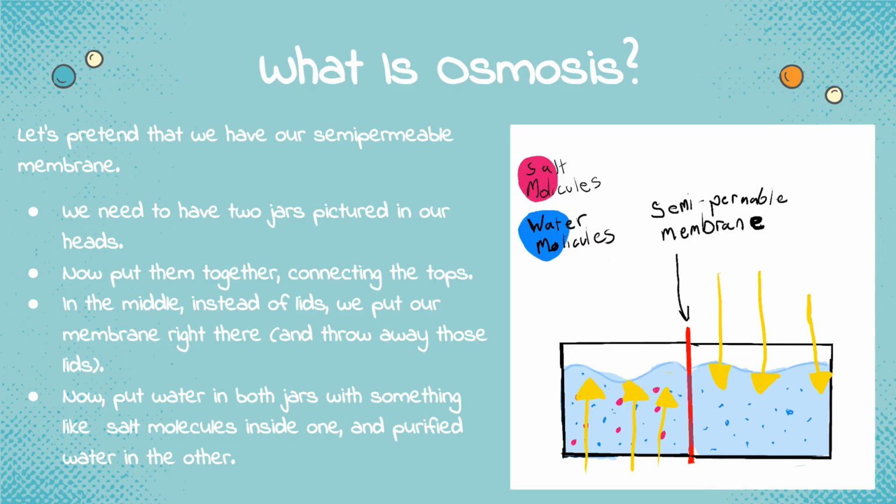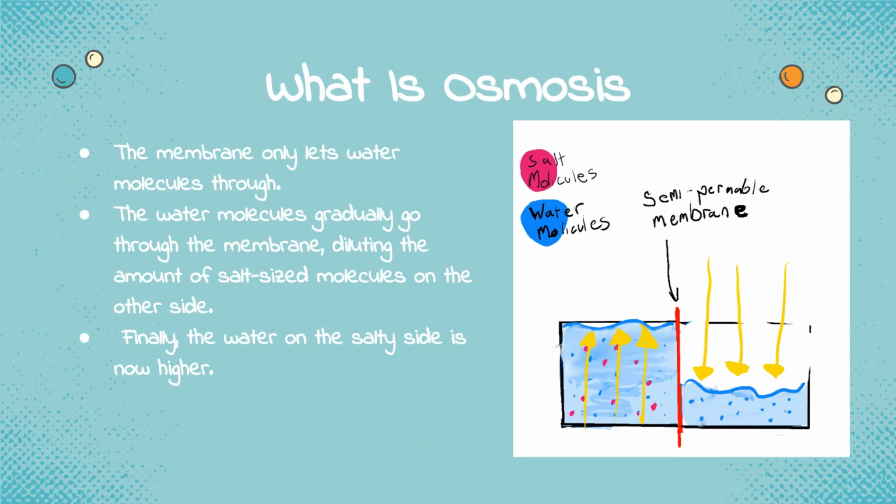What is osmosis? Let's pretend that we have our semi-permeable membrane. We need to have two jars pictured in our heads. Now put them together, connecting the tops. In the middle, instead of lids, we put our membranes right there and throw away those lids. Now, put water in both jars, with something like salt molecules inside one and purified water in the other. The membrane only lets water molecules through. The water molecules gradually go through the membrane, diluting the amount of salt-sized molecules on the other side. Finally, the water level on the salty side is now higher.